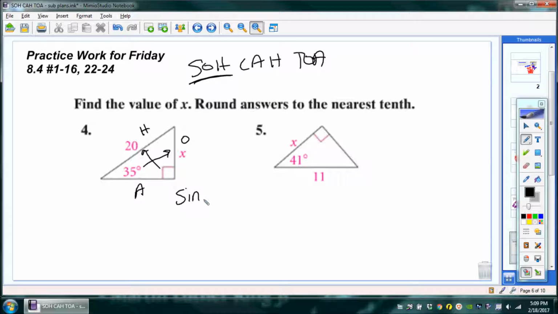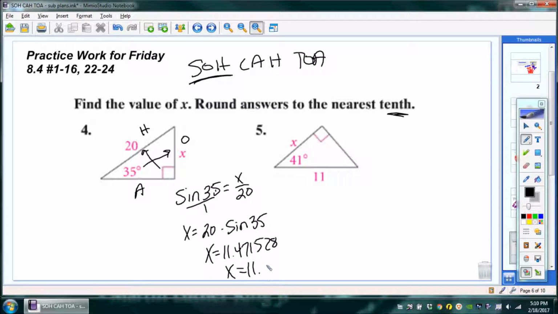So sine of my reference angle, which is 35, equals opposite over hypotenuse. Now keep in mind, it's sine of an angle, always sine of an angle. Some of us are going to try to do sine of a side, but it's always sine of your degree, so sine of your angle. So I'm going to put that over 1, cross multiply, and do 20 times the sine of 35. So x is going to equal 11.471528. It does say round to the nearest tenth, so it's 11.5.